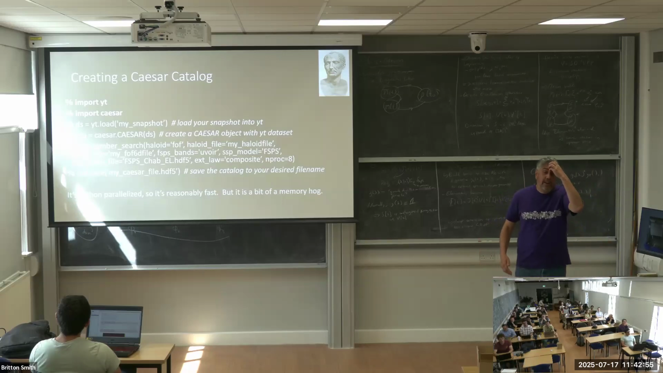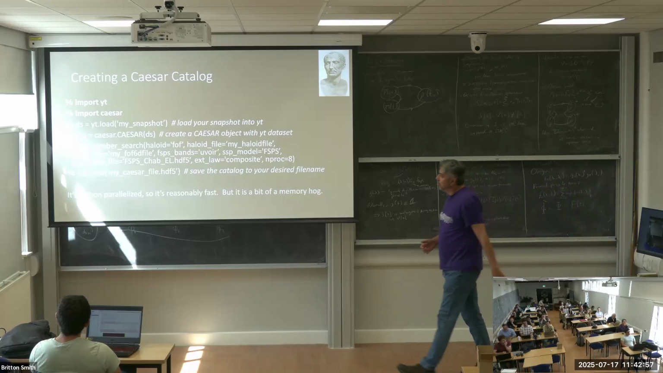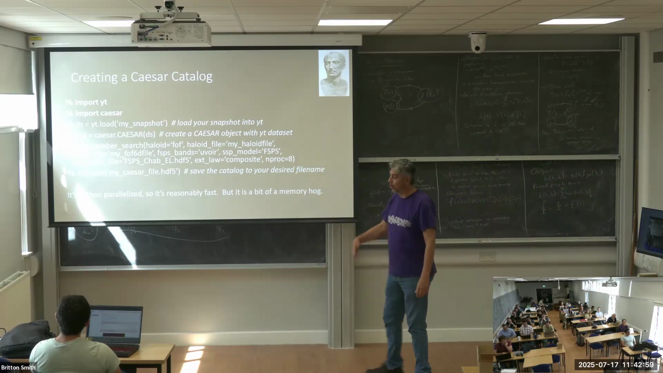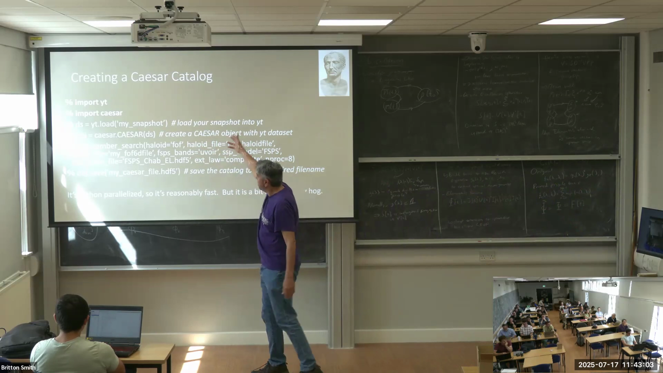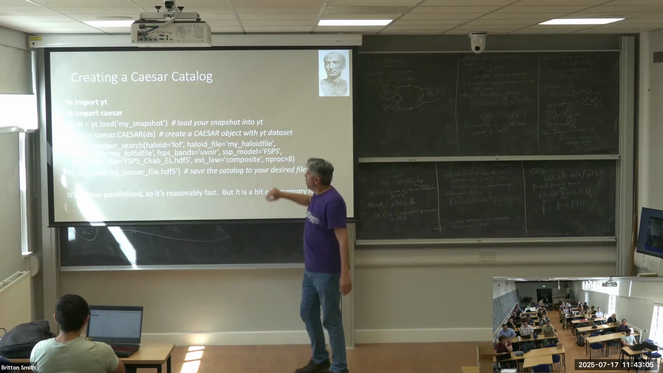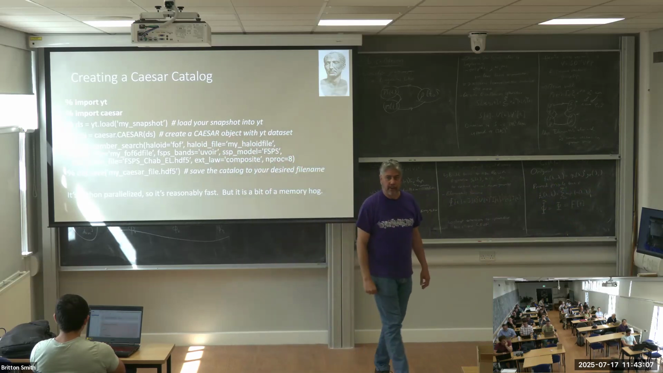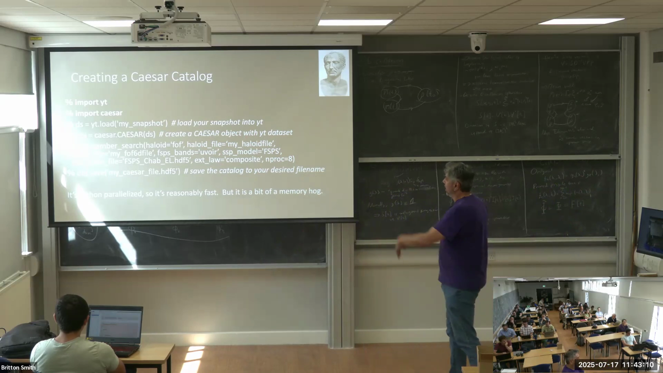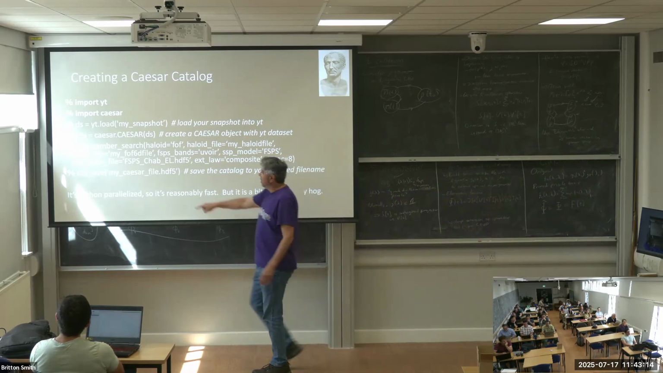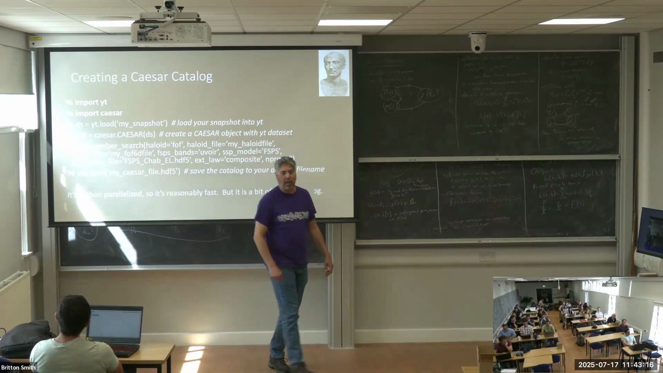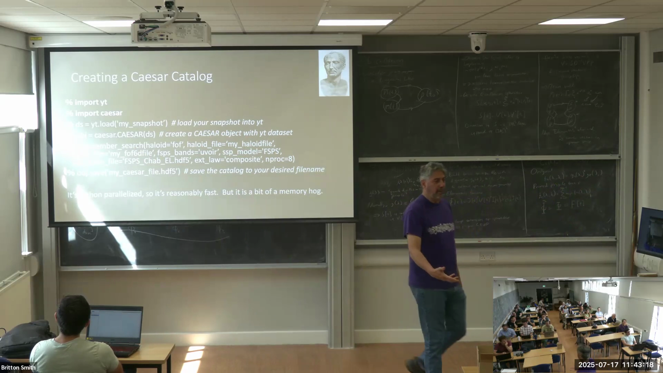Okay, so how do you actually generate one of these things? Okay, so you go download Caesar, of course. Then, the usual thing, you import yt, import caesar, load your yt snapshot, then you create a Caesar object. Okay, so then you have a Caesar object called, in this case, obj. Then what you do is you run this particular code called member_search. So this does the catalog generation.